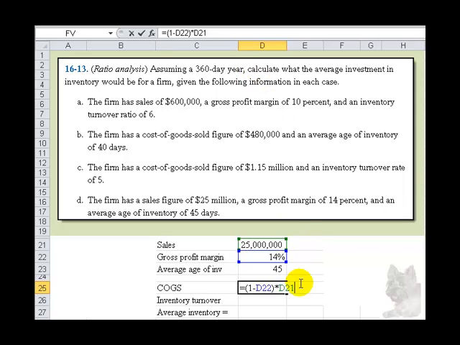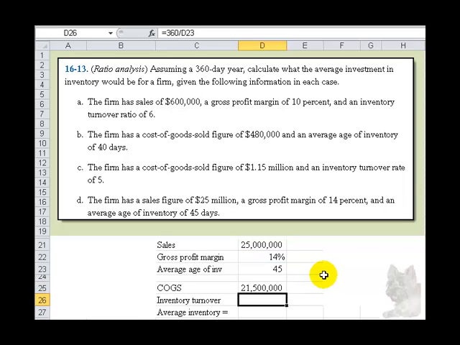Now at this point, I put sales at the end. I could have put sales first as the first term, and then multiplied it times 1 minus the gross profit rate. Remember that sales minus cost of goods sold gives you gross profit. That's why we can take 1 minus the gross profit rate to come up with cost of goods sold.